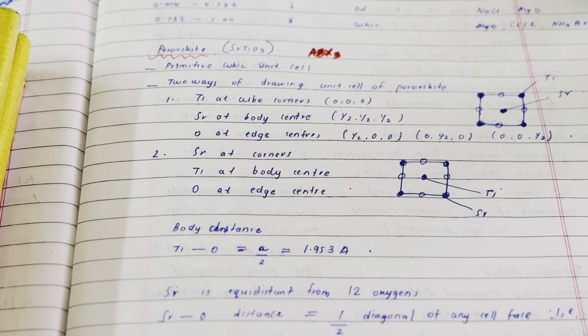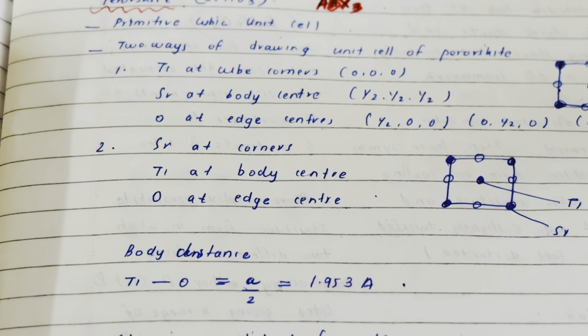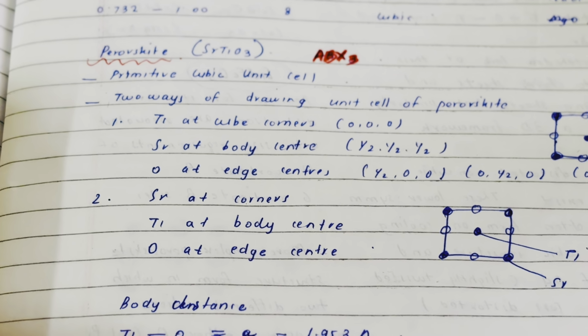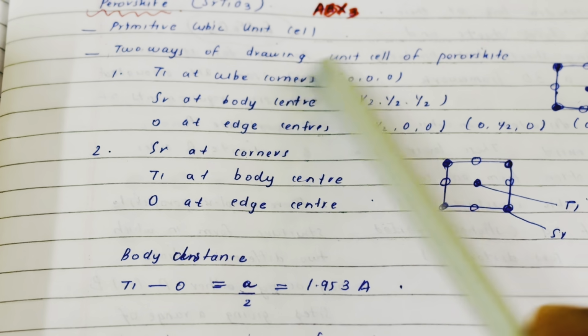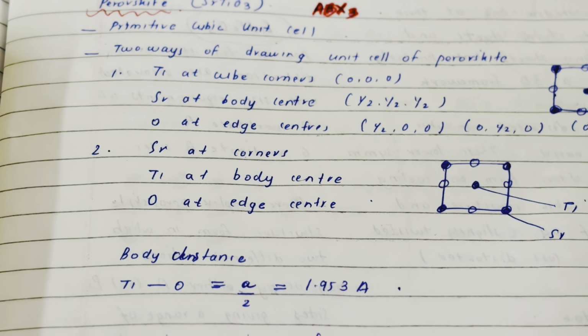So in this video, we will see perovskite. Perovskites are nothing but of the formula or of the type ABX3. So they are basically cubic unit cells. Here A is strontium, B is titanium, and X is oxygen. So this is the common representation.